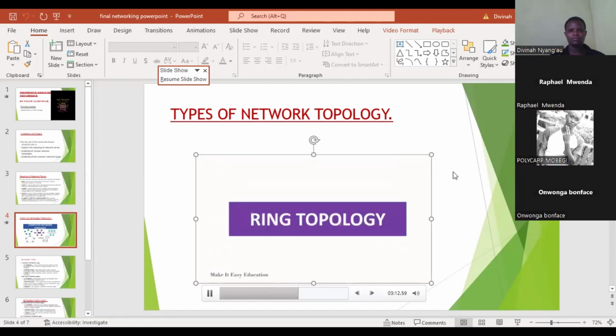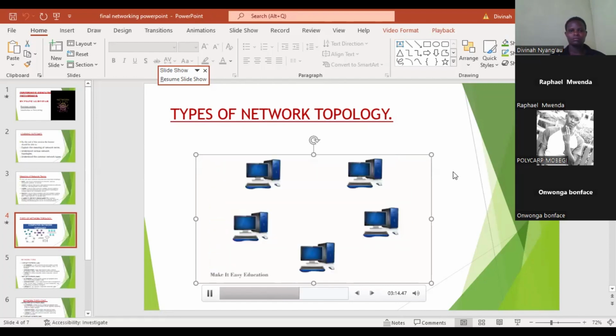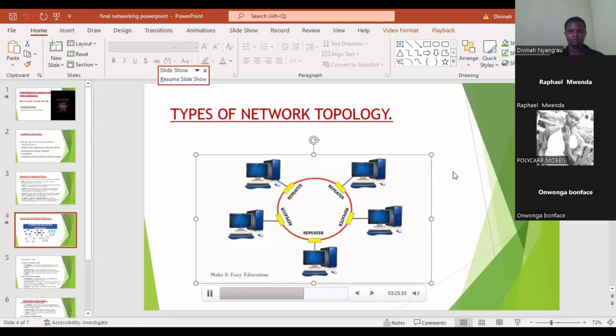Ring topology. In ring topology, each device is connected with the 2 devices on either side of it. This structure forms a ring, thus it is known as ring topology. Each device in ring topology has a repeater.